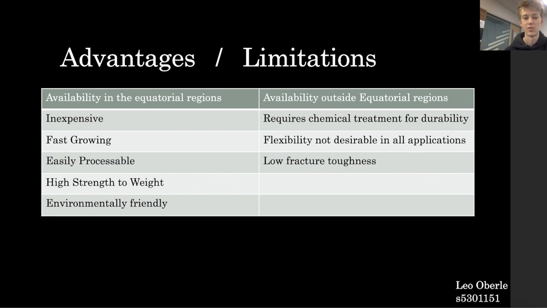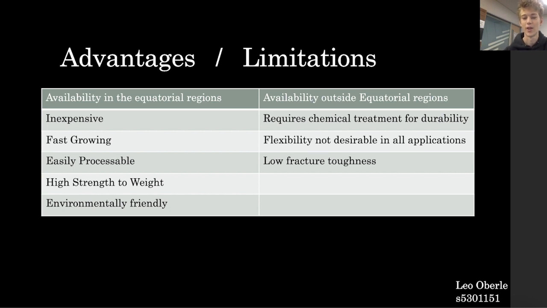Advantages and limitations. It has high availability in equatorial regions. It's inexpensive, fast-growing, easily processable, high strength to weight, and very environmentally friendly. Bamboo farming can even be carbon positive. In limitations, it's not that available outside of those warmer, wetter equatorial regions. It requires chemical treatment for durability, especially against fungal decomposition. Its flexibility is not desirable in all applications, like some high-performance street bicycles.